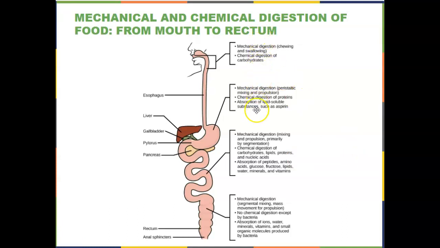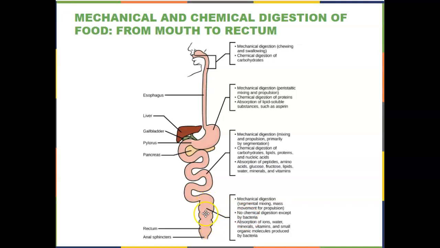This just covers those ideas again right here. A characteristic of the large intestine of all organisms is that there's quite a bit of bacterial digestion that occurs in this area, and a lot of secondary metabolic processing by bacteria that occurs in this region right here, including in us.